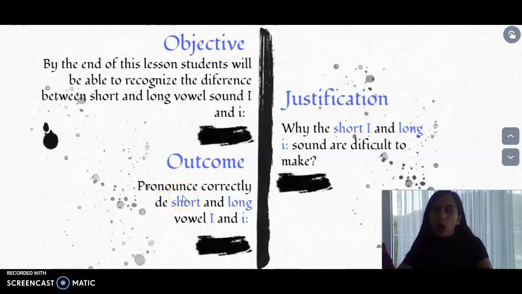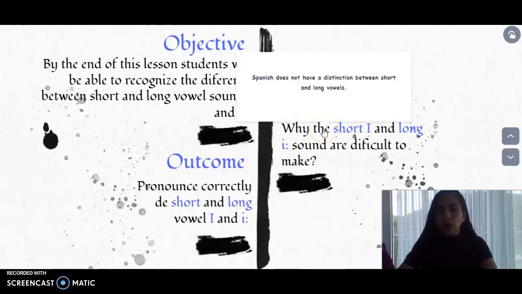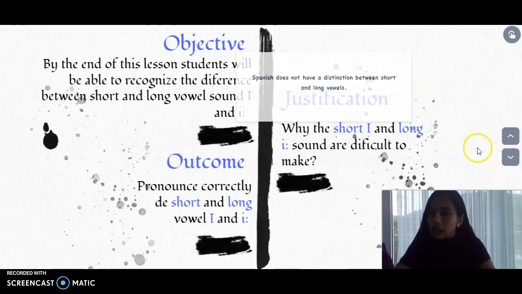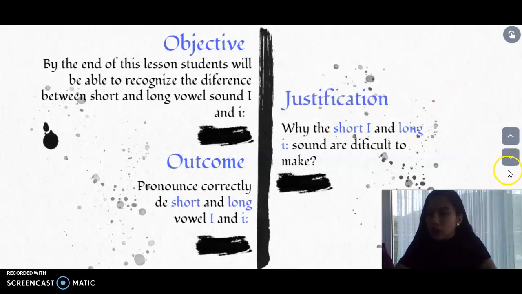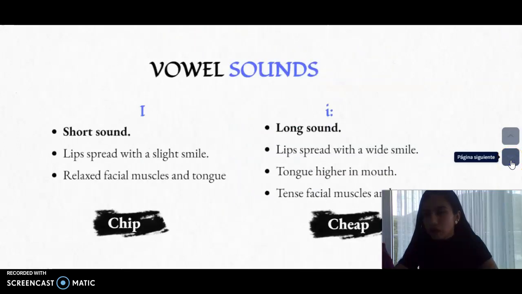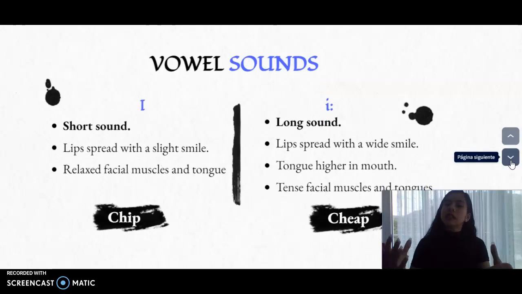Justification: why the short and long sounds are difficult to make. Okay, they are difficult to make because in our language, Spanish does not have a distinction between short and long vowels. So that's the reason it is difficult to pronounce for us. So let's see the vowel sounds.